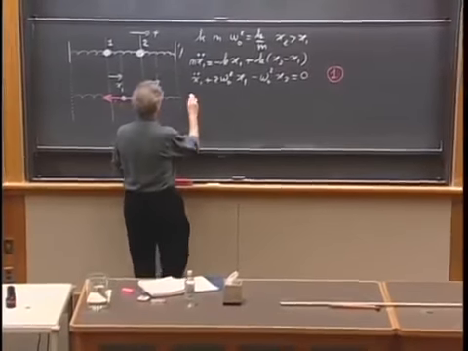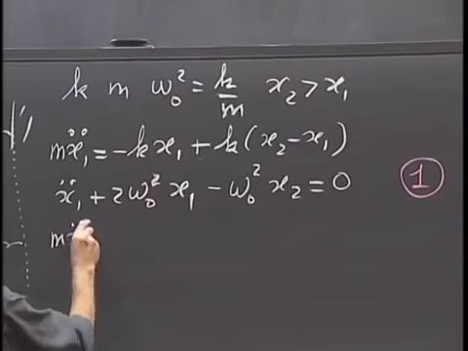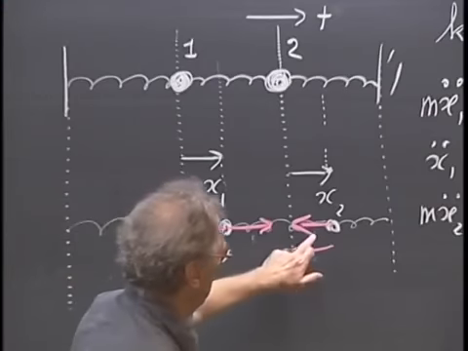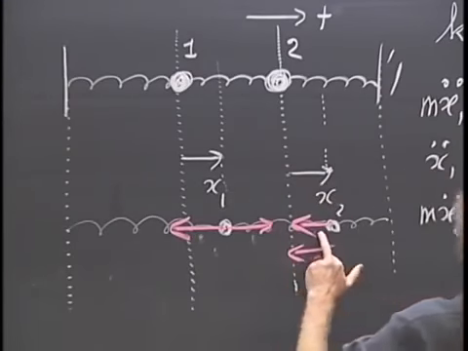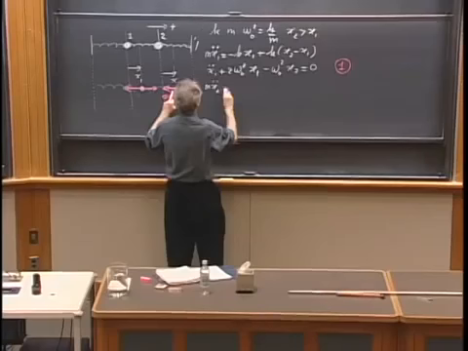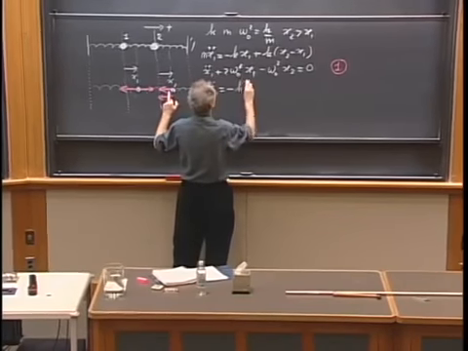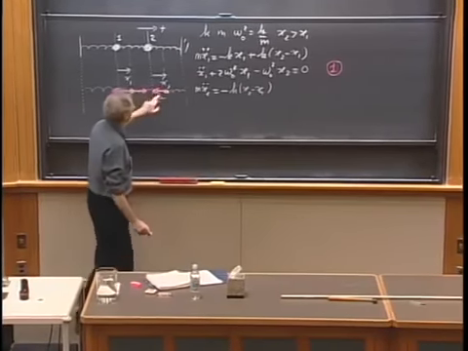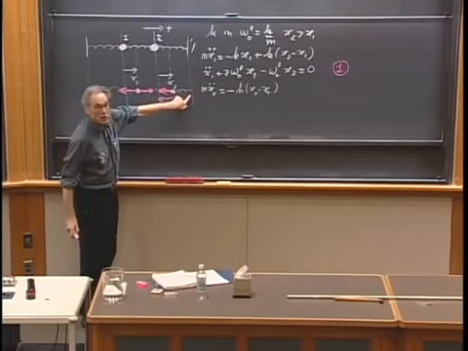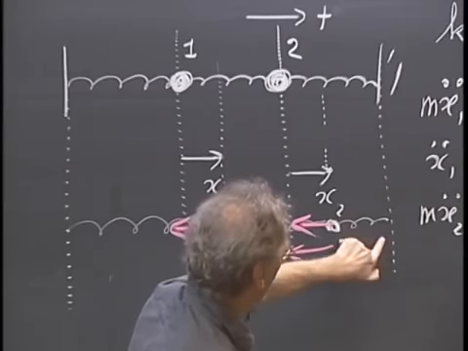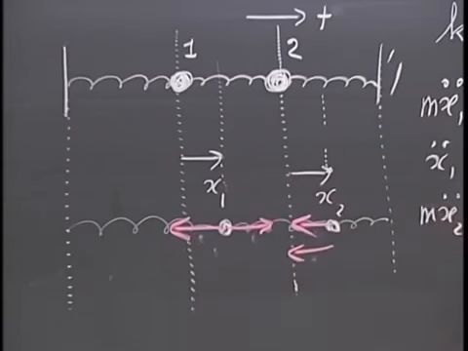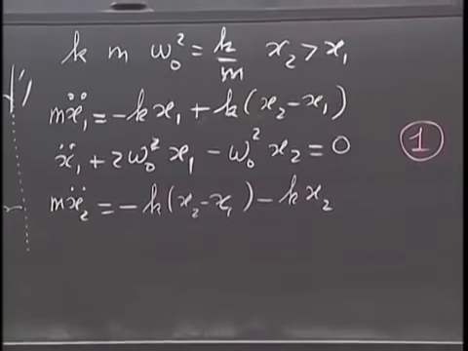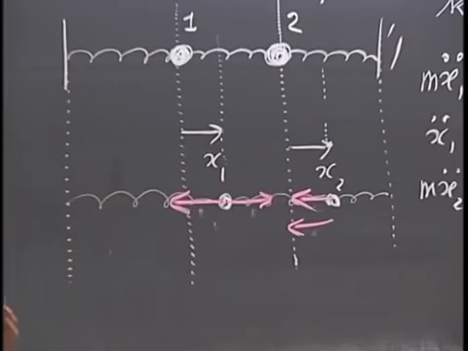I get m x2 double dot. Now I have two forces both in the negative direction. First I have the one that drives this one away from equilibrium. So I get minus k times x2 minus x1. And then I have the force due to the fact that this one is shorter than it wants to be, by an amount x2. So I get minus k times x2. It's shorter by an amount x2 than it wants to be.